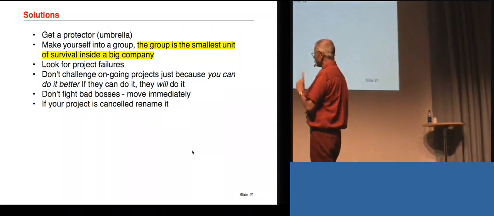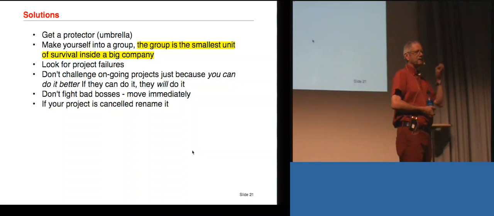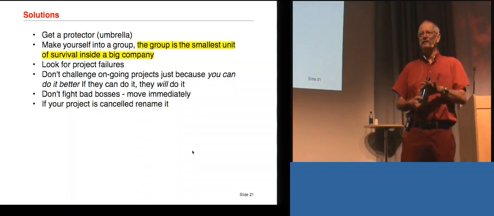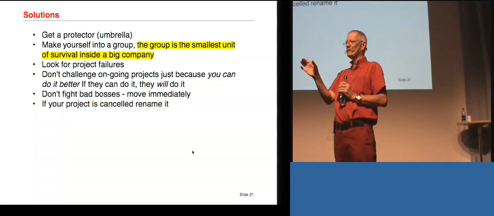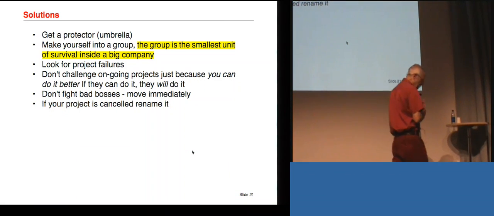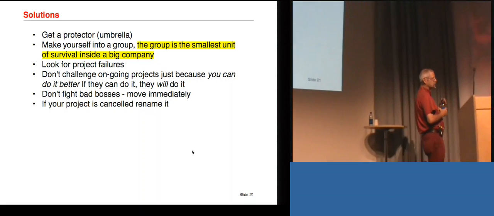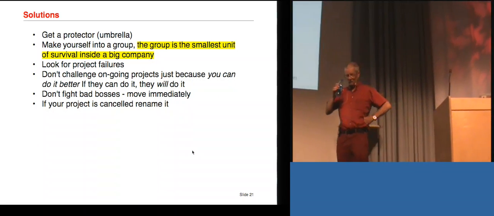And actually, I think the next point is very important, I've seen this many times. The smallest unit of survival inside a big company is a group. It is not 1 or 2 people inside a bigger group. I think this is what went wrong with the Facebook stuff, because it was done by 2 guys and they were in a larger group.